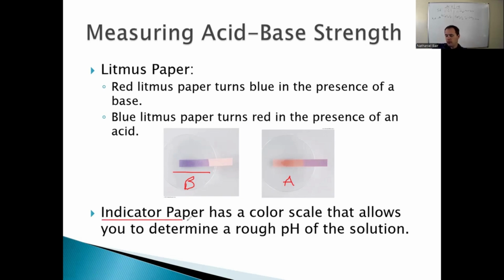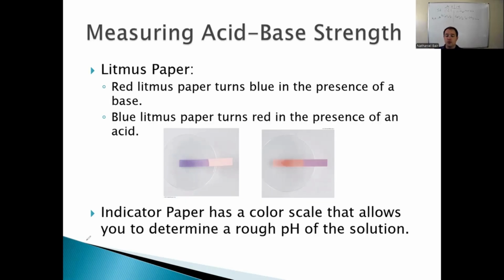Nowadays, we have indicator paper, which changes a whole rainbow of colors, and you can match it up with a key. If this thing turns green, it's a pH of 8. If it turns orange, it's a pH of 3. If it turns deep red, it's a pH of 1. If it turns dark blue, it's a pH of 13. You can pair it up with a variety of colors. It actually has multiple indicators on it instead of just the litmus indicator, and that's how they get that rainbow of colors. The indicator paper is nice because it tells you a range.